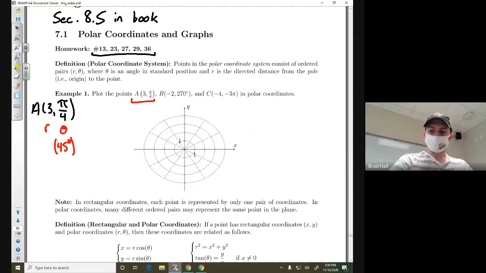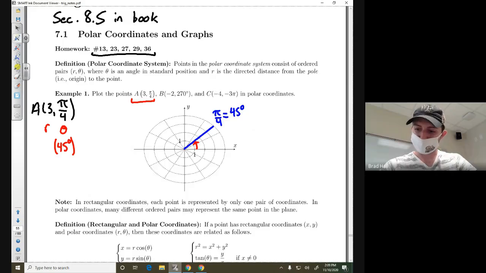So all we have to do from here is plot with respect to pi over 4, which would be right here, which is equal to 45 degrees. And then we need to have a radius. So this would be 45 degrees. And then to have a radius of 3 means we would go out 1, 2, 3. And that point would be A.